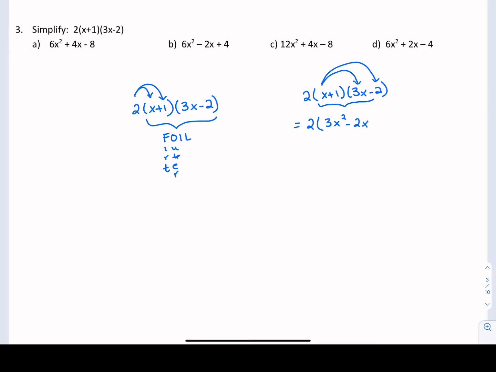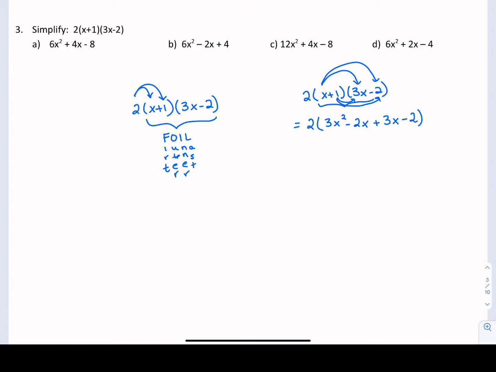Now we have I for inner. Inner means we're going to multiply these two inside terms. So 1 times 3x is a positive 3x or plus 3x. And L is for last. So the last thing we're going to multiply are the last two terms in each bracket. So 1 times negative 2 is going to give us a negative 2 at the end. So we have now multiplied the binomials together.